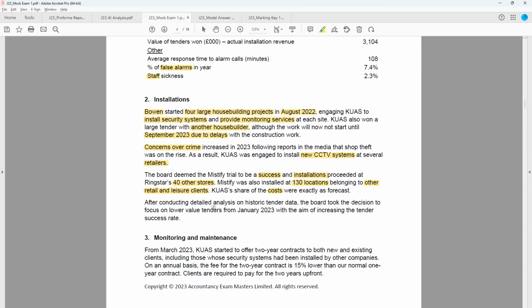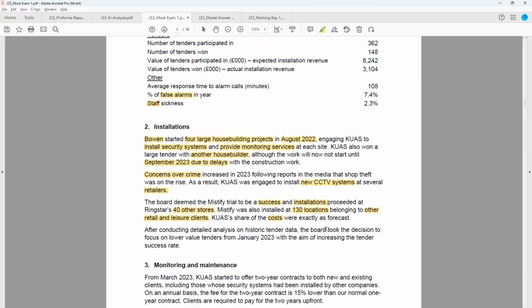So we're told that after conducting detailed analysis on historic tender data, the board took the decision to focus on lower value tenders from January 23 with the aim of increasing the tender success rate. So we're definitely going to want to include some points in our answer about the tender success rate, because we did see that it went up and they took the decision to focus on lower value tenders.